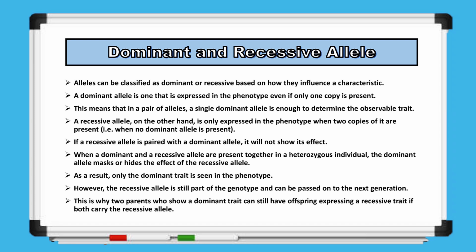When both the dominant and a recessive allele are present in the same individual, the dominant allele masks the effect of the recessive allele, so only the dominant trait appears in the phenotype. However, the recessive allele is still present in the genotype and can be passed on to the next generation. This explains why two parents showing a dominant trait can still produce a child with a recessive trait if both parents carry the recessive allele.